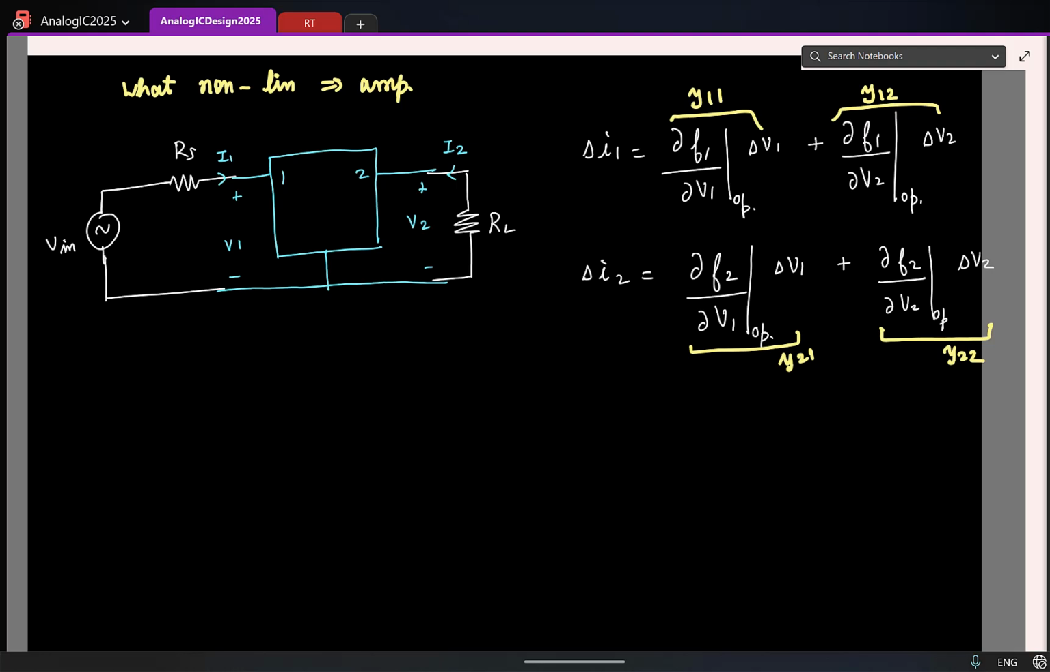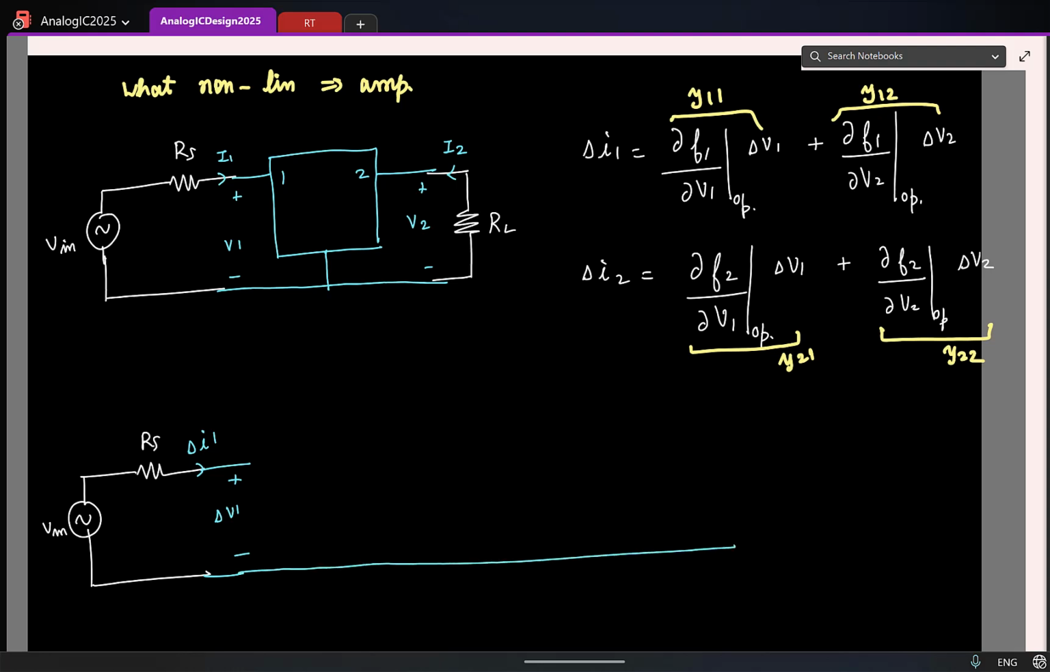Done. So which means maybe I'll redraw it here separately. I have only V in. I have RS. Now I have the port current delta I1 entering. I'll call this delta V1. Similarly, at the other end, I have RL. So this is delta I2, delta V2.